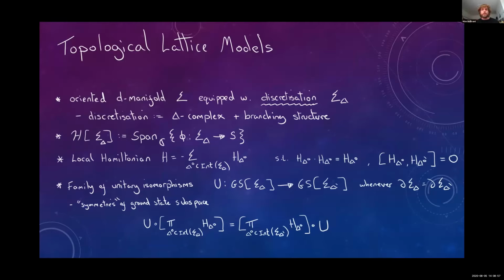Now, in order to make our theory topological, I'm going to equip my lattice model with some extra structure, which is a family of unitary isomorphisms. Given this Hilbert space and my Hamiltonian, this is a gapped Hamiltonian, so I can define a ground state subspace for a given triangulation of a manifold. And if I have two discretizations of the same manifold which agree on the boundary, then I'm going to equip my model with a unitary isomorphism mapping the ground state of one discretization to the ground state of the other. And I really want to think about this as some form of symmetry of the ground state subspace. So it's going to satisfy some commutativity property with respect to the Hamiltonian operators.